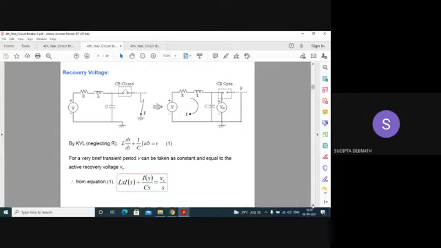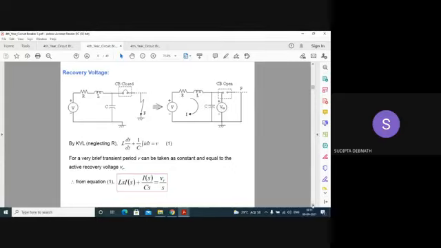Recovery voltage is the normal frequency RMS voltage; normal frequency means at 50 hertz. When the transient phenomena occur, the arc is established and extinguished, and the frequency changes. We will show you how the frequency changes. The recovery voltage is the normal frequency RMS voltage that appears across the contacts of the circuit breaker after final arc extinction. That means first, the circuit breaker contacts open when a fault occurs, so an arc is established. After some time, the arc will be extinguished. The voltage established across the contacts after that is called the recovery voltage, the normal 50 hertz frequency voltage.